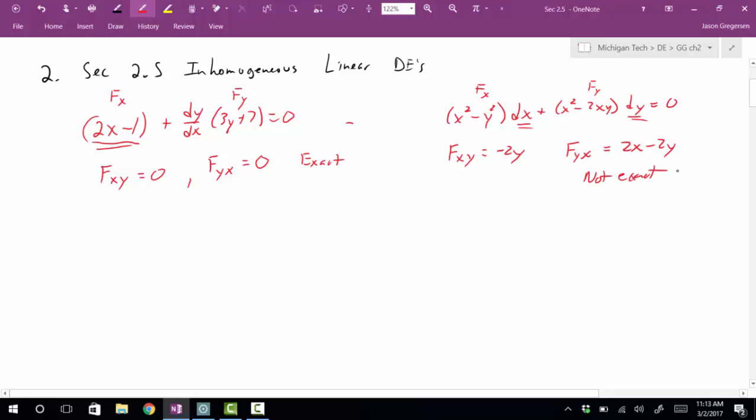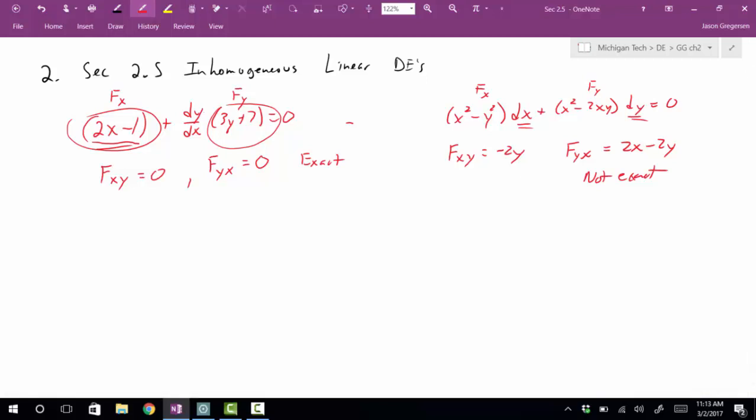Do you want to see the solution process too? Sure. 2 ways to do this. There's kind of like the quick cheater method, I'll call it, right? And then there's the more formal process. The quick and dirty method is to basically integrate this one with respect to x, this one with respect to y, and eliminate any double counted terms.